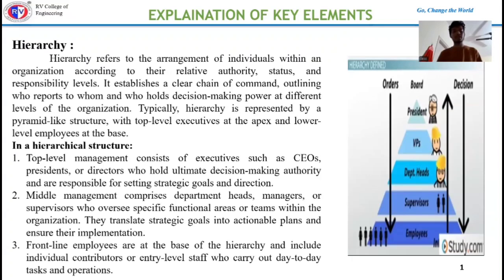So next, the frontline employees. Frontline employees are at the base of the hierarchy and include individual contributors or entry-level staff who carry out day-to-day tasks and operation.